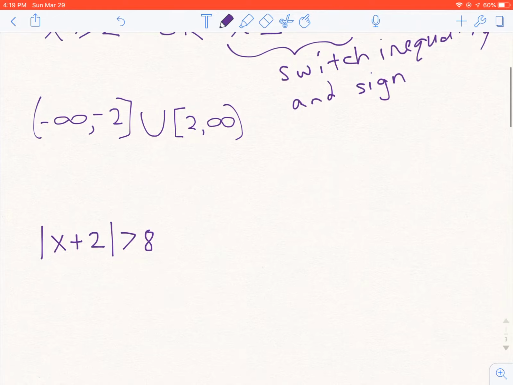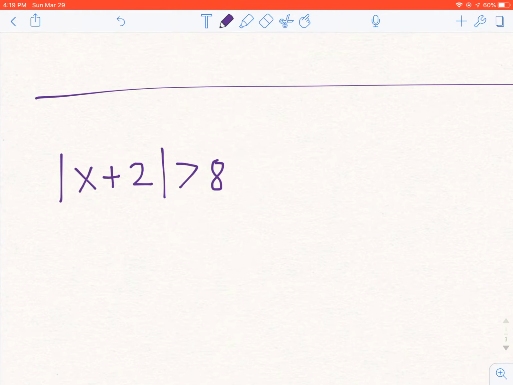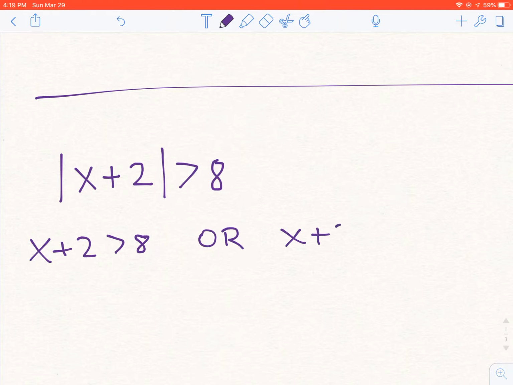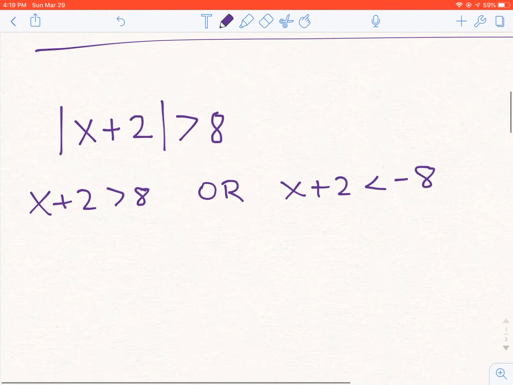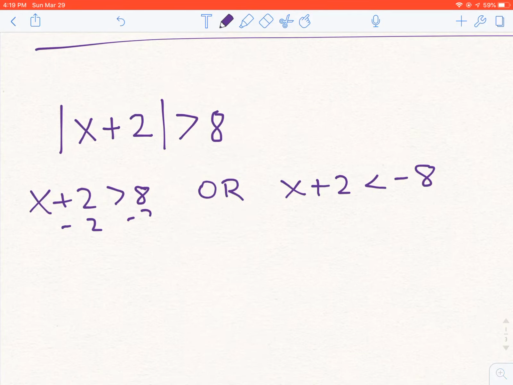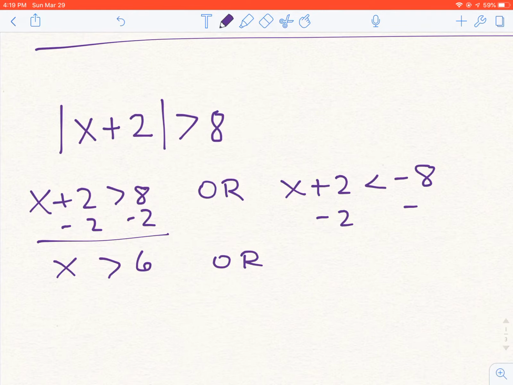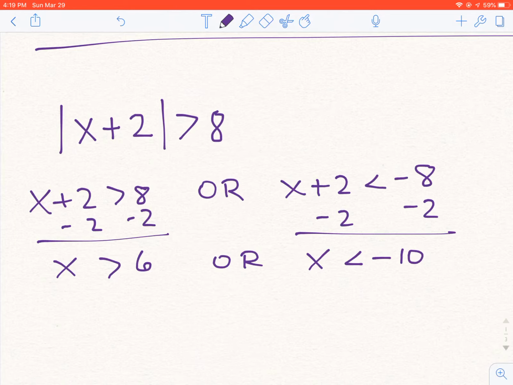All right, so let's do this next one. We have the absolute value of x plus 2 is greater than 8. So we say x plus 2 is greater than 8, or x plus 2 is less than -8. So now I solve them. I subtract 2, so x is greater than 6, or subtract 2, x is less than -10.